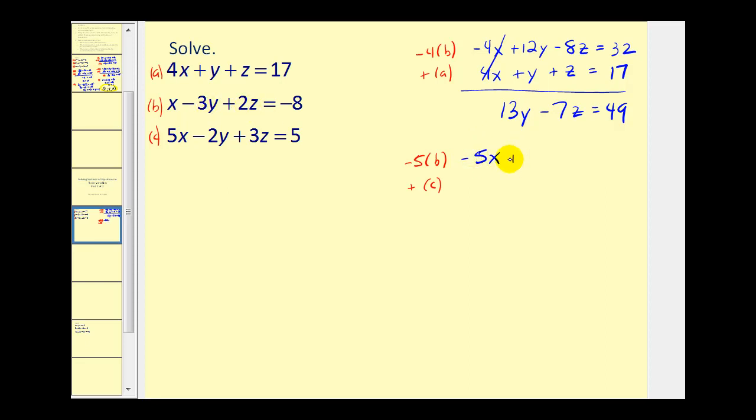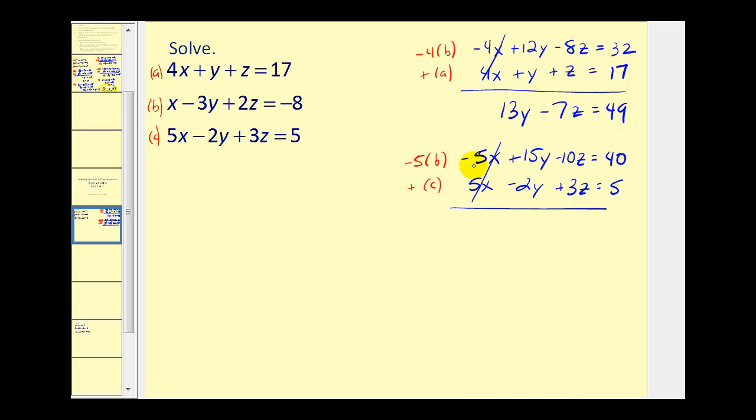plus 15y minus 10z equals negative 5 times negative 8 will be positive 40. Leaving equation C the same, we have 5x minus 2y plus 3z equals 5. We'll add these 2 equations together.